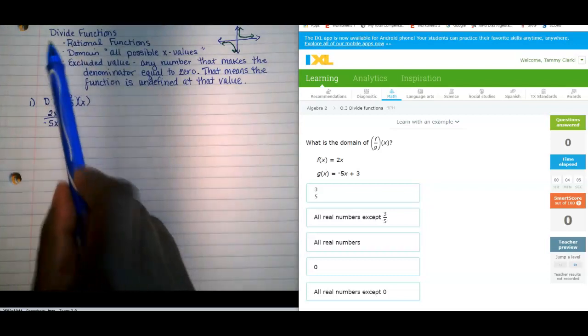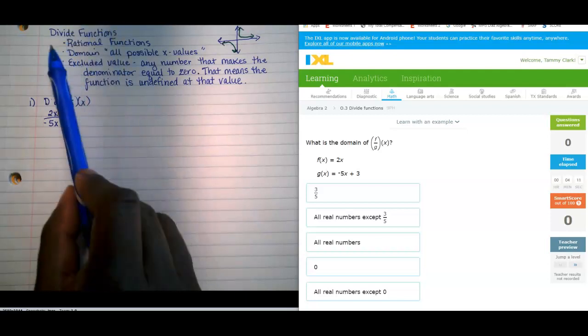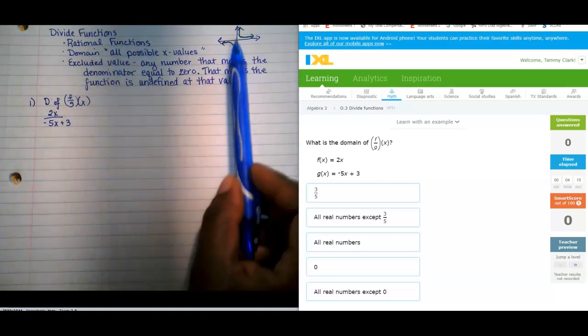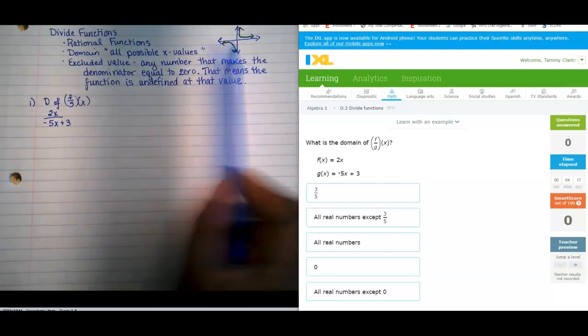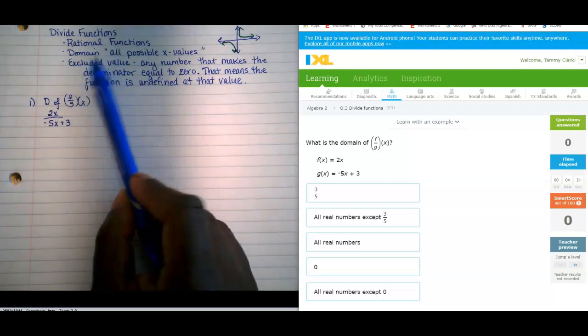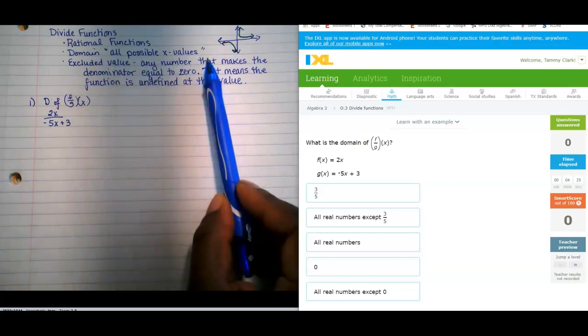Hello, we're going to look at dividing functions today. What I need you to understand about that is that when we're dividing functions, we're actually creating rational functions that look like this. We're asked for the domain in most of these problems, so I need you to remember that the domain is all possible x values.